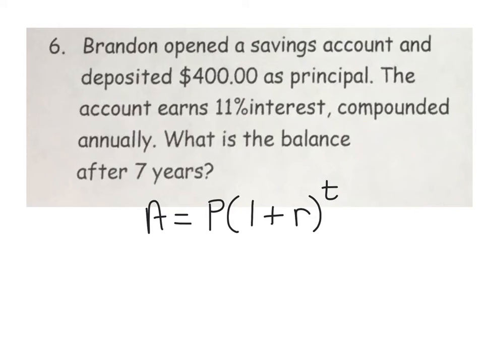Number 6, Brandon opened a savings account and deposited $400 as principal. The account earns 11% interest compounded annually. What is the balance after 7 years? So compound interest, there's the formula for you, and just put it in the formula, give you the balance.